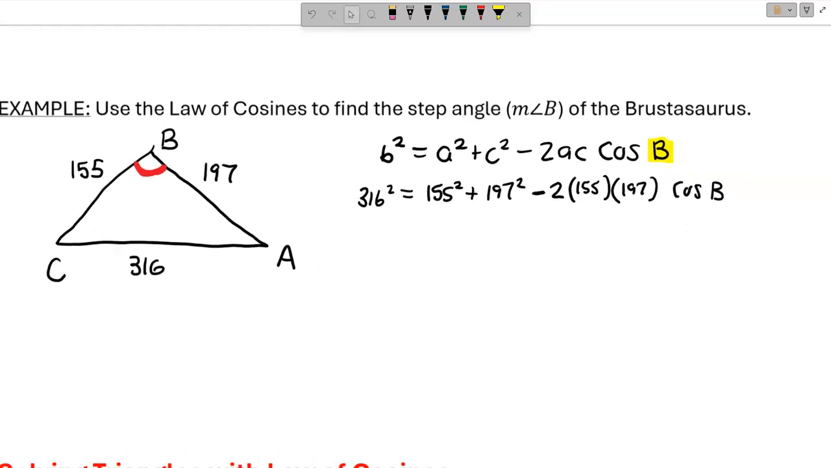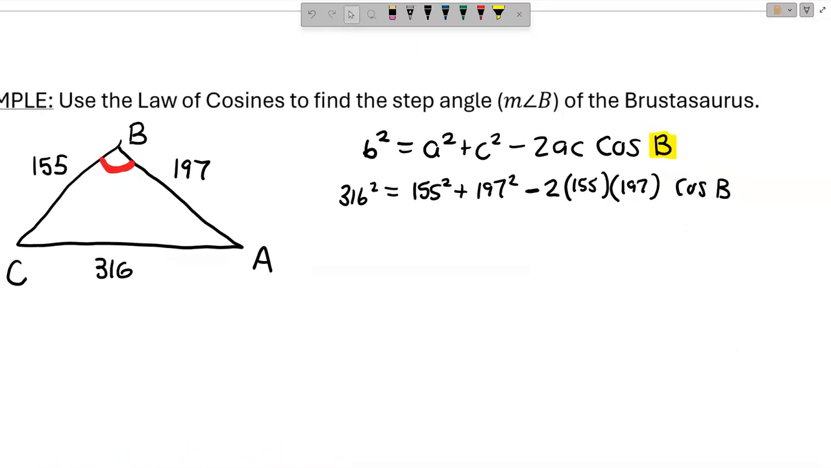Now there's a lot going on here, okay? So let's talk about some of the algebraic steps that we're going to take. There are three calculations I'm going to put in my calculator. First, we're going to do 316 squared. That's going to give me 99,856. The next calculation I'm going to do is take all my additive terms, my 155 squared and my 197 squared, and when I square them and add them, I'm going to get 62,834. Yes, the numbers are messy here.